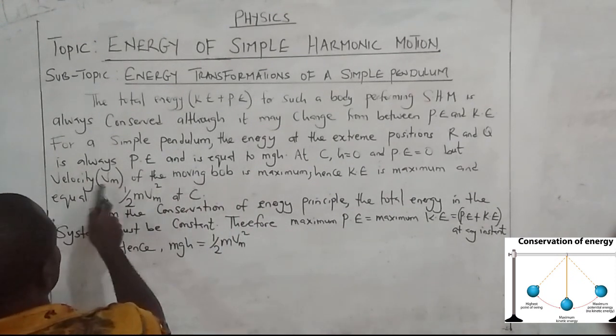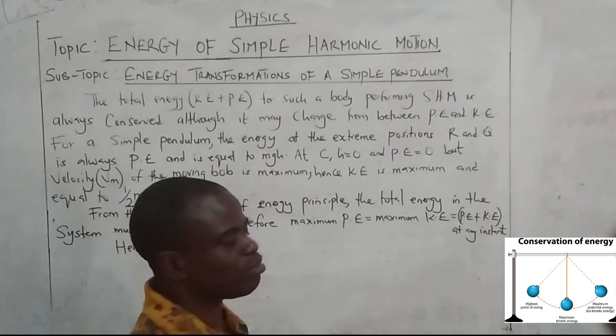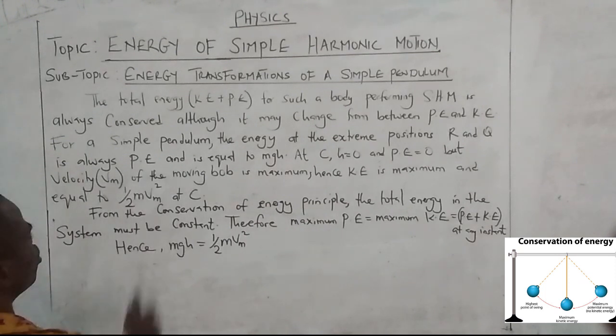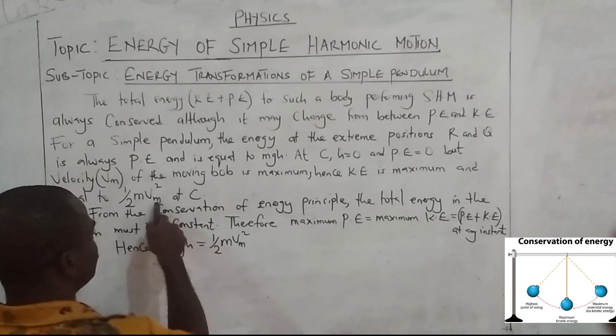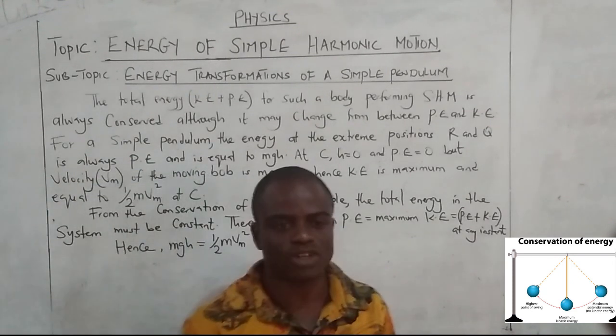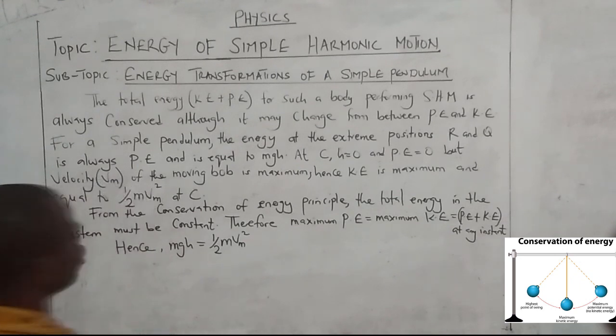But the velocity Vm of the moving ball is maximum. Hence, kinetic energy is maximum and equals half mVm squared at C. You have to put m there at the middle because velocity is at maximum at the middle point, at the center of motion of the pendulum.